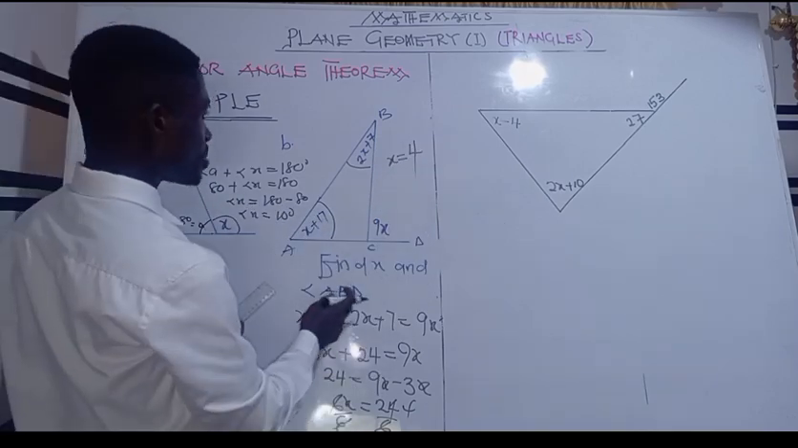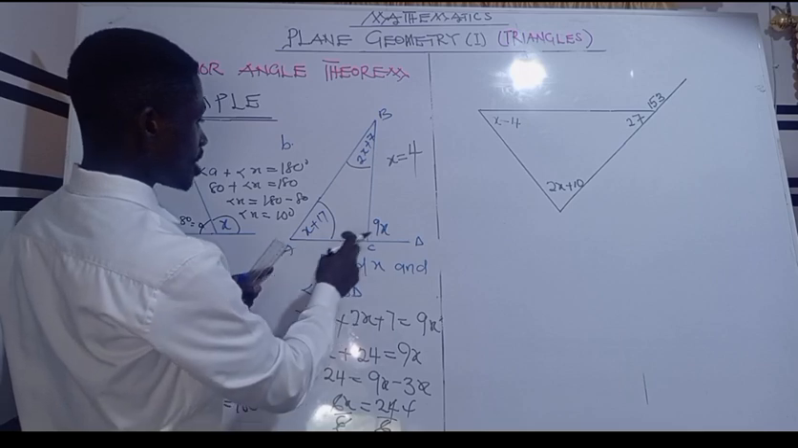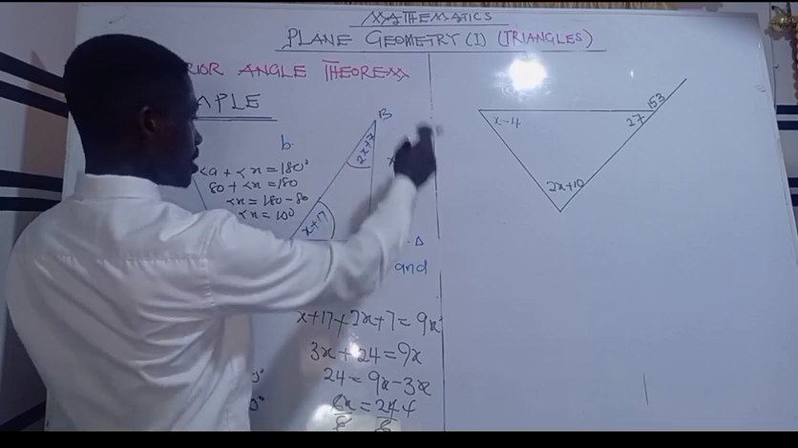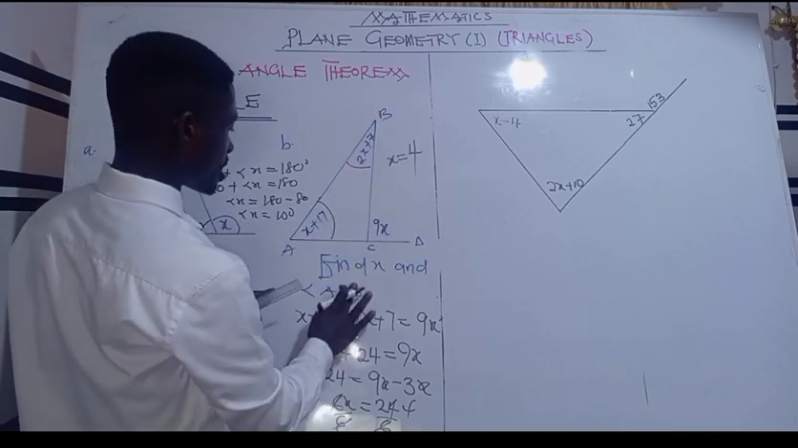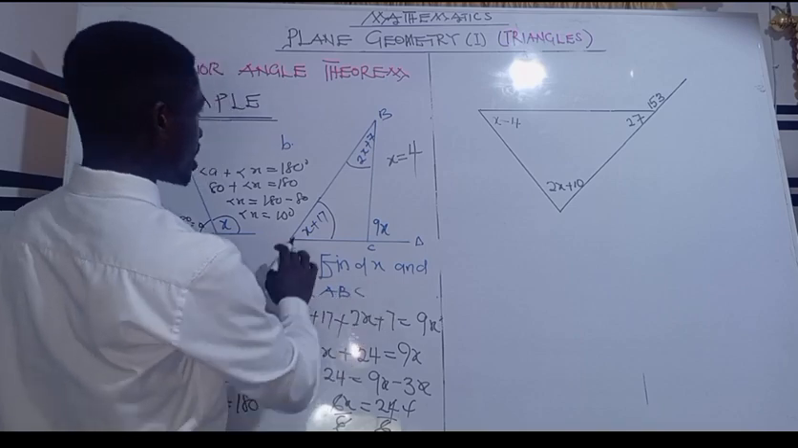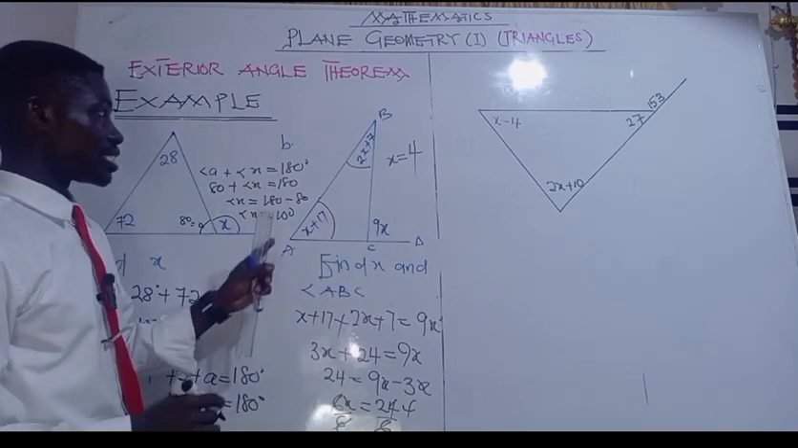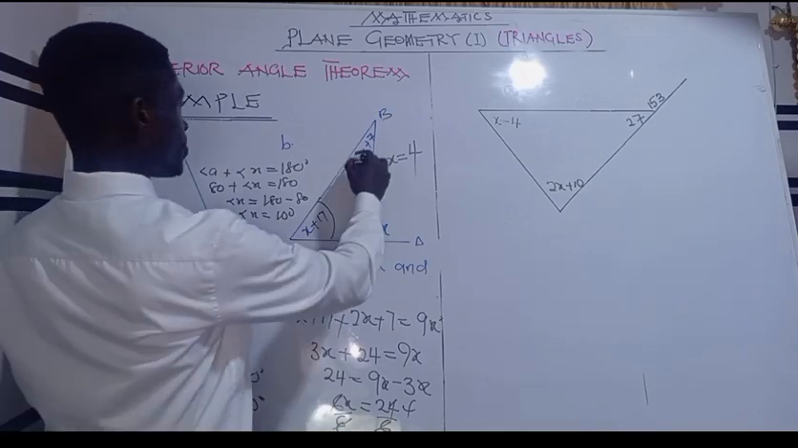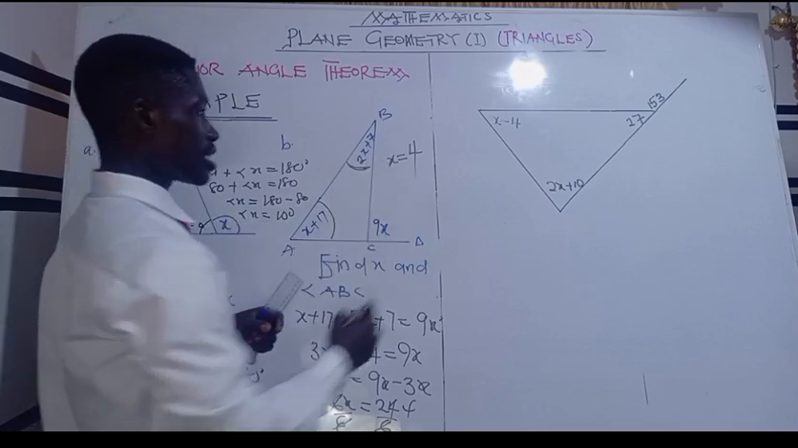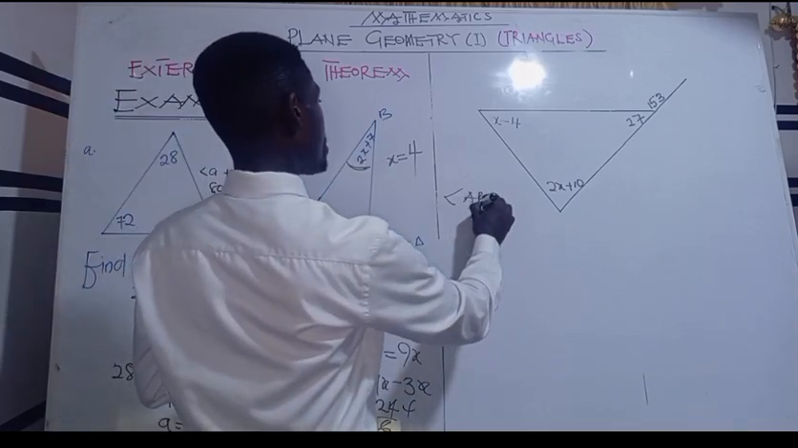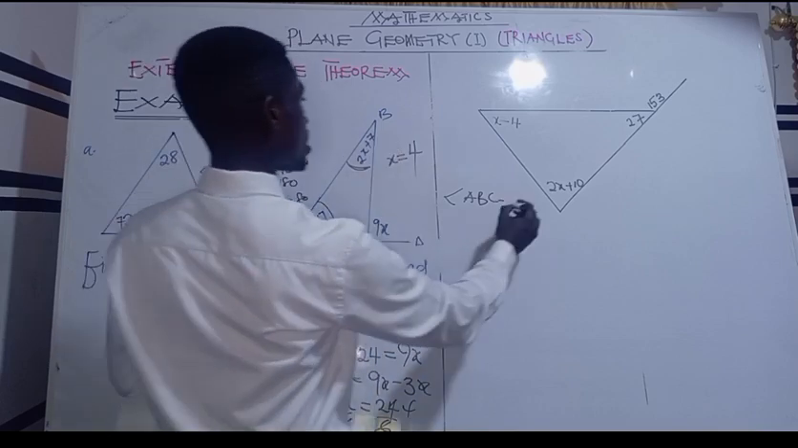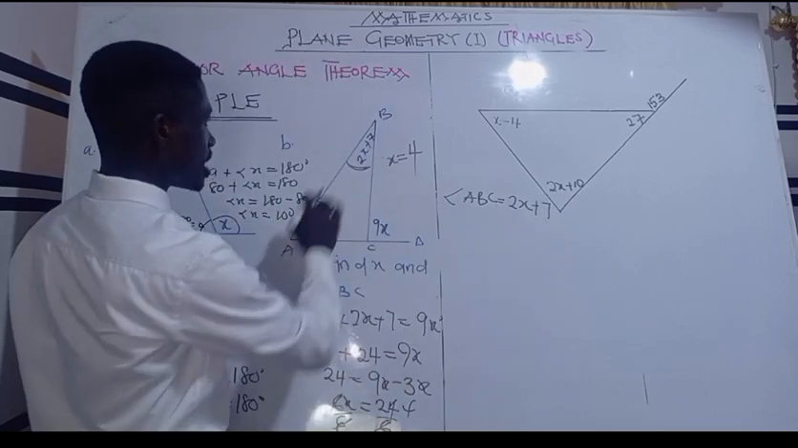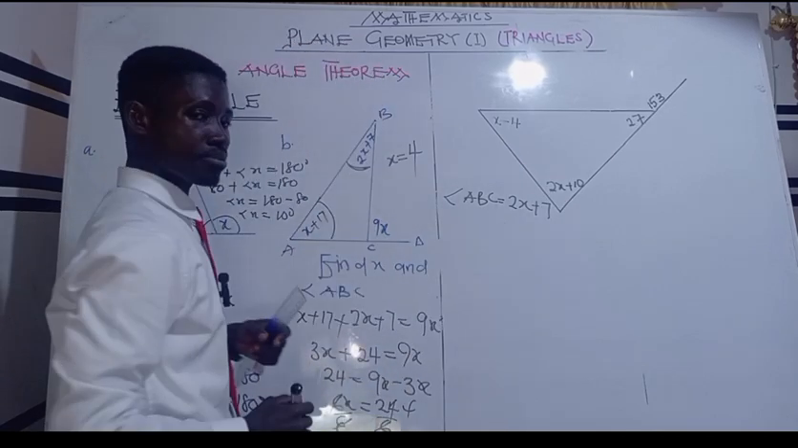Now to find angle ABD. Oh, sorry, it's supposed to be angle ABC. Sorry. So we have to find angle ABC. Now angle ABC is this very angle. Okay, so you can say that angle ABC is equal to the whole of this, 2x plus 7. That is angle ABC, this angle.